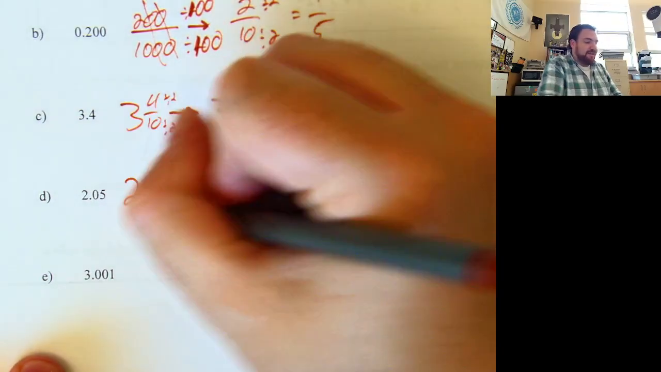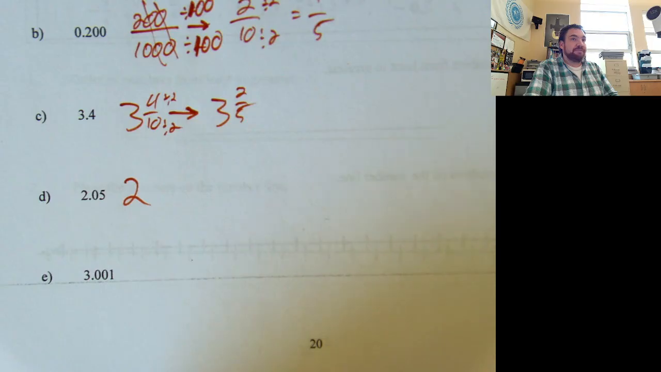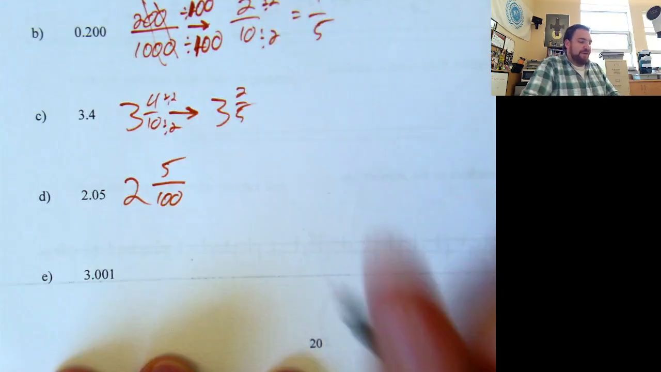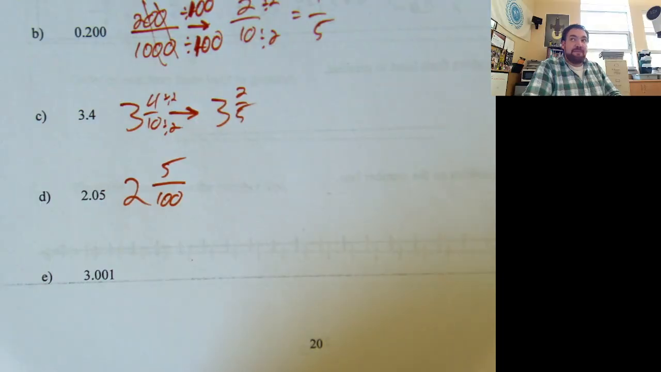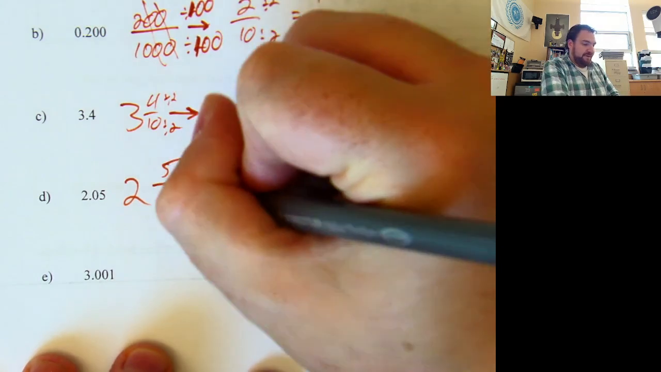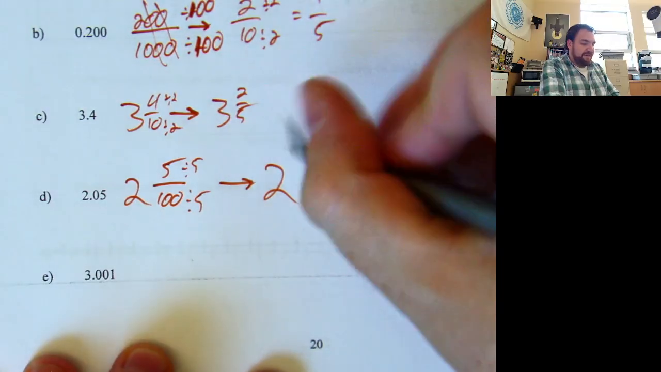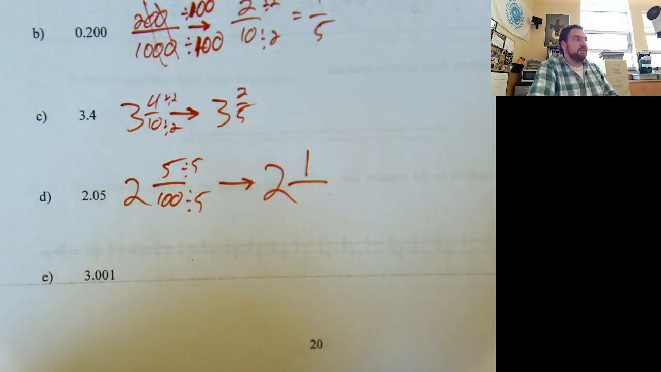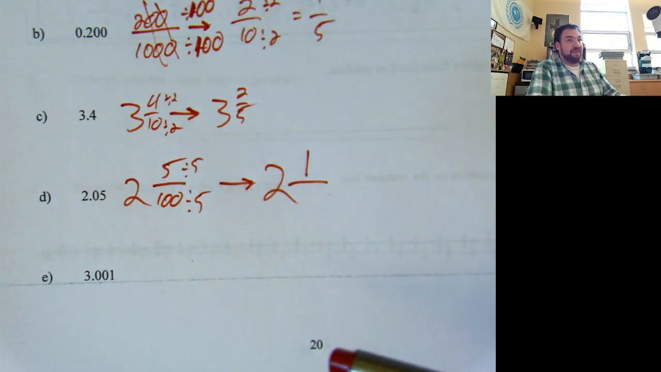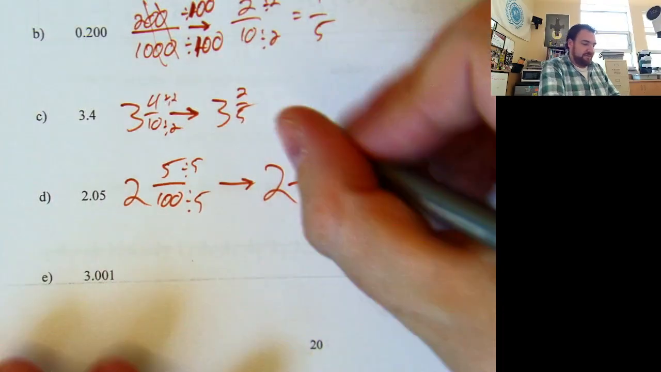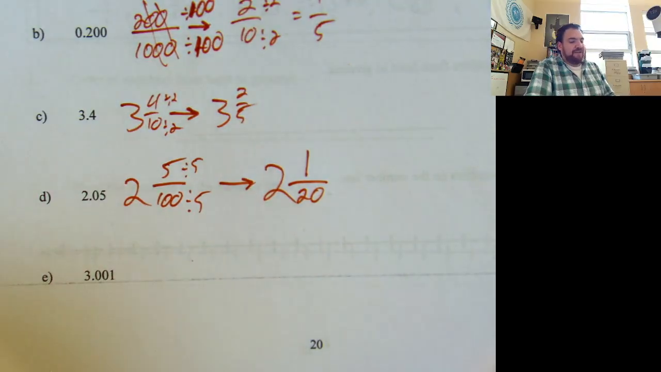The whole number is going to go out front. That 5 is in what spot? The hundredths spot. So this is going to become over 100. The 5 is in the numerator. And both of those numbers are divisible by 5. Divide by 5, divide by 5. The whole number stays out front. 5 divided by 5 is 1. 100 divided by 5 is? 10 divided by 5 would be? 2. So 100 divided by 5 is going to be 20. So 2.05 is 2 and 1/20th as a fraction.